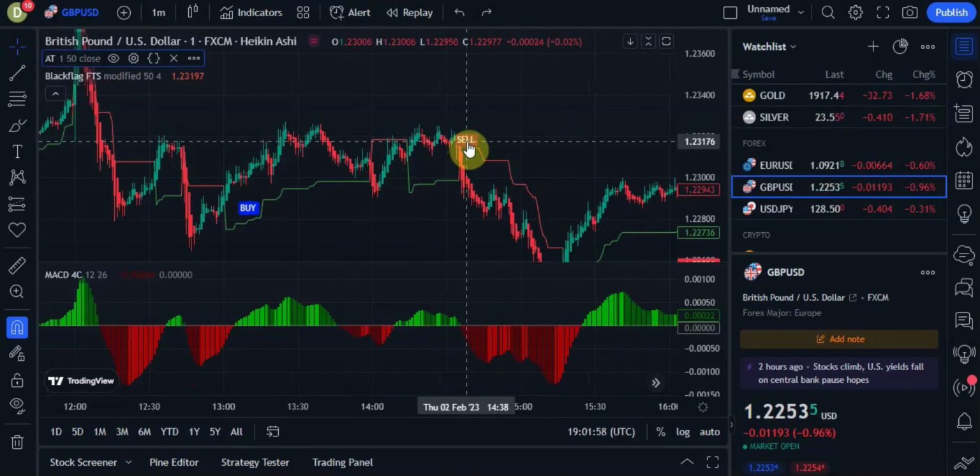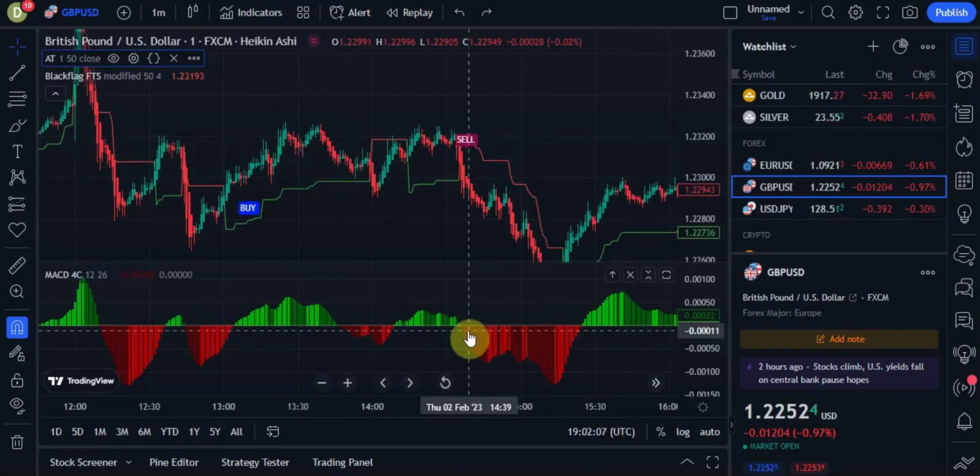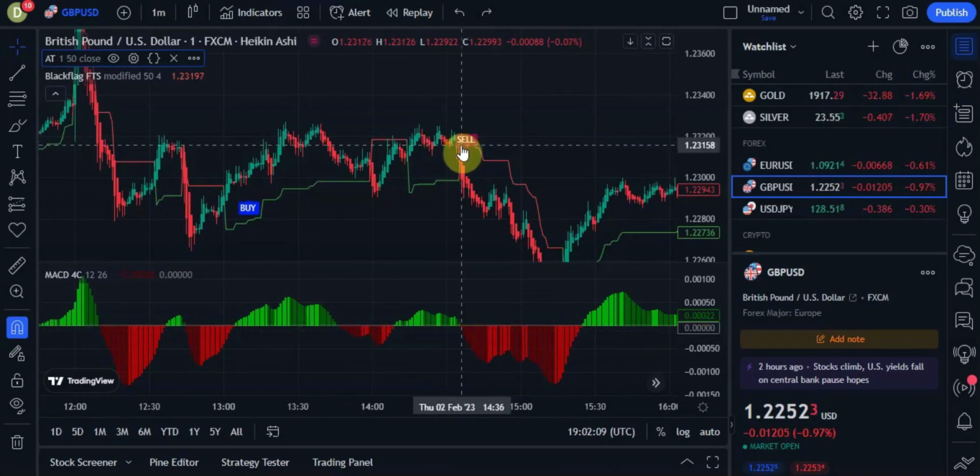And take a look right here, you see that the sell signal is here, our black flag indicator is red, and the market is going downwards. And down here, the MACD4C histogram is below the zero line, okay? So this is another great sell signal at this point. So you could check out this strategy, guys, and hopefully get some profitable results, okay?